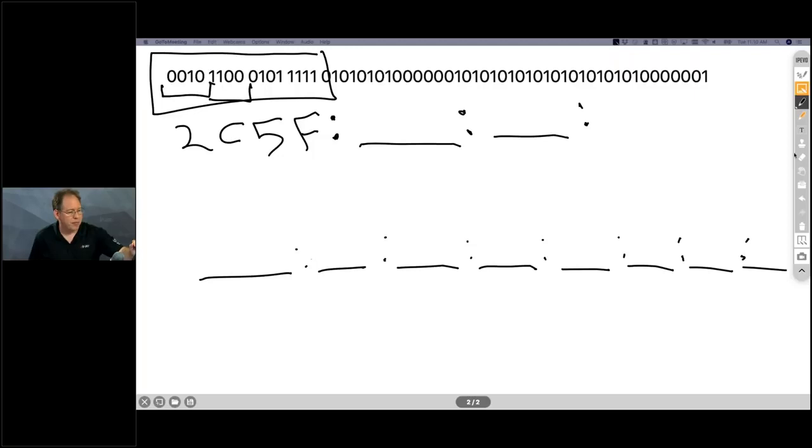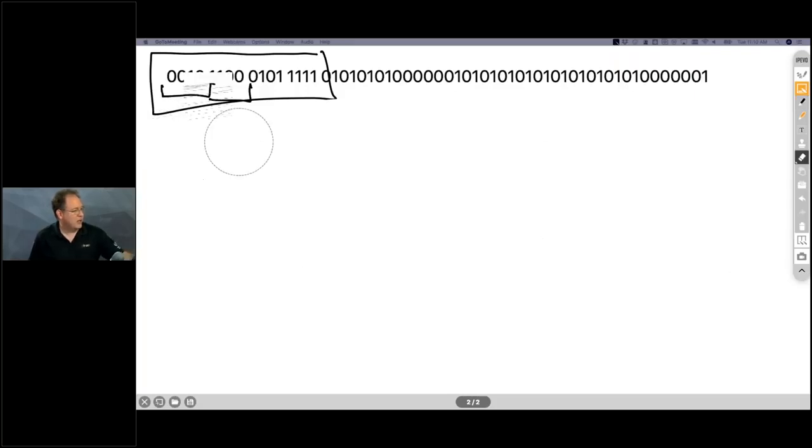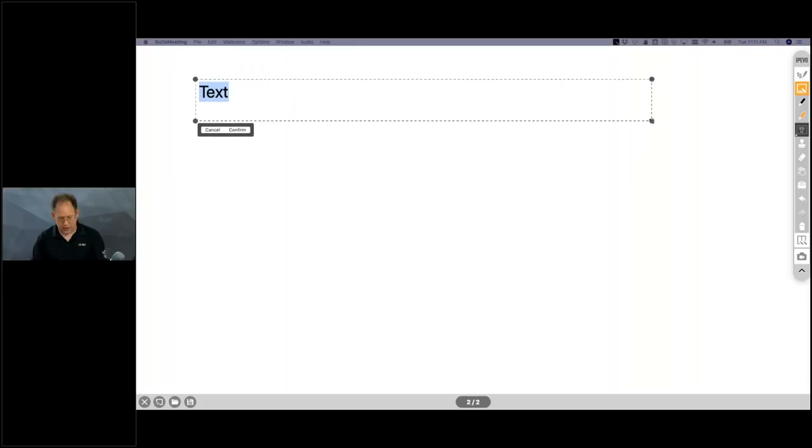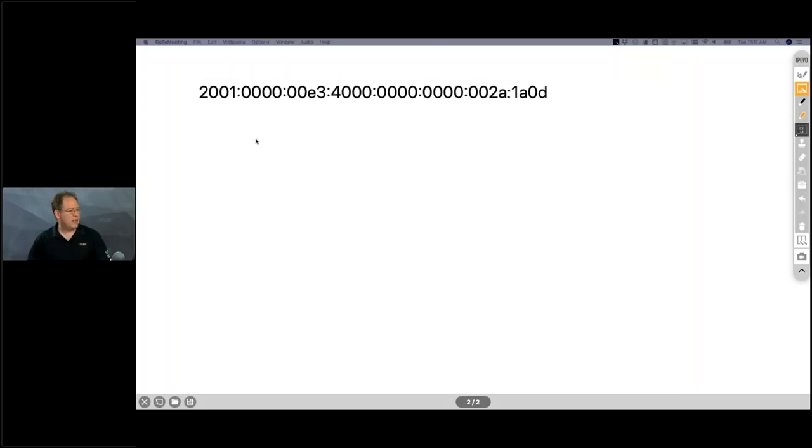Let's take a step further right here. Now, if you happen to have an IPv6 address that has a lot of contiguous zeros in it, let me just write one up here, like so. Let's try something like this. 2001, 0000, 00E3, 4000, 1234, 1234, 12 there. All right, so I need 8 of these words. 1, 2, 3, 4, 5, 6, 7. I need one more. 1A0D. Okay, so let's say that this is our IPv6 address, already represented in hex for us.